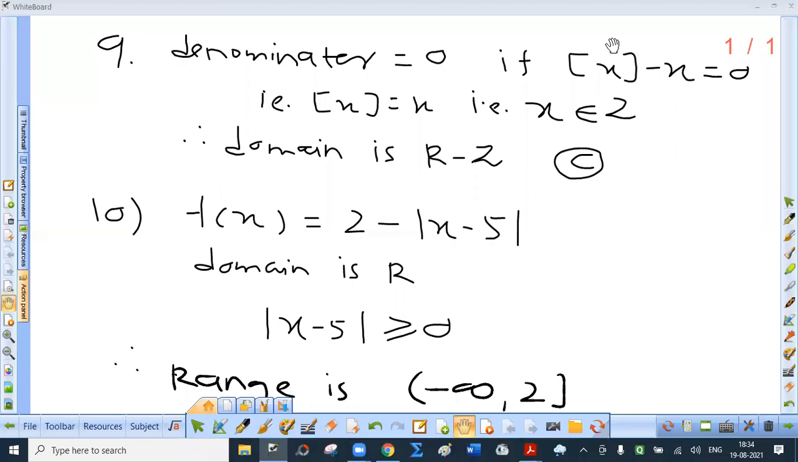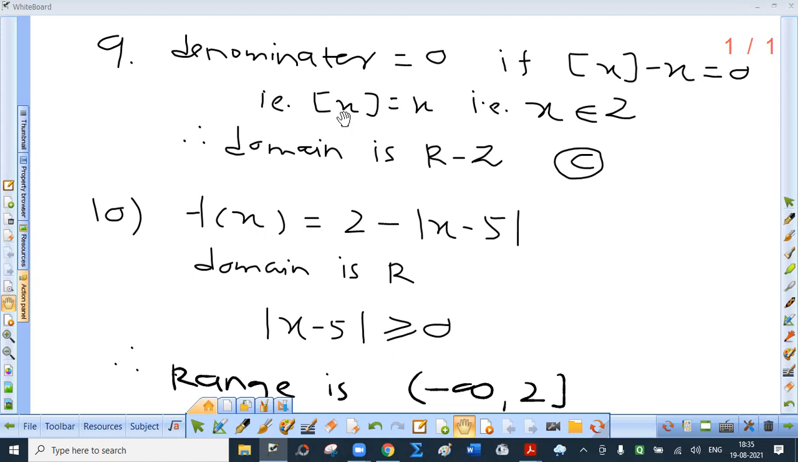Ninth one, the domain of 1 upon step x minus x is, see, this function is defined if denominator does not vanish. That is, if denominator is 0, that is step x minus x is 0, that is step x equal to x. Now step x is x whenever x is an integer. So if x is an integer, denominator vanishes. So what is domain? All real numbers except integers, R minus Z. So correct option is C, Calcutta.